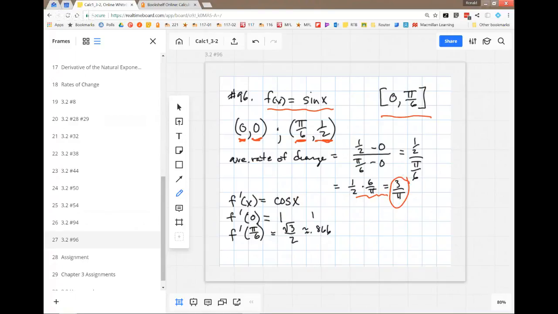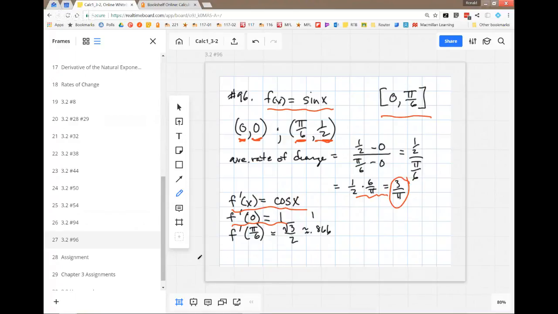So the first thing we need to do is find the derivative. We learned yesterday that the derivative of the sine is the cosine. Okay, and then what's the derivative at the first endpoint? 0. What's the cosine of 0? 1. So there's our first answer.